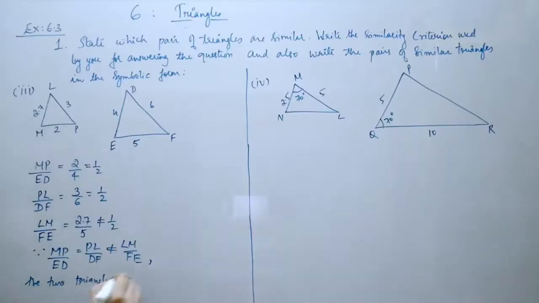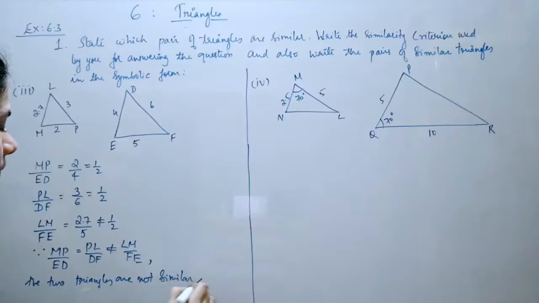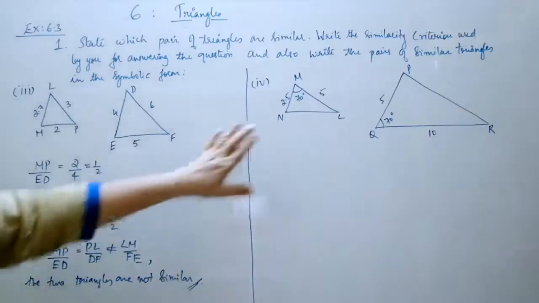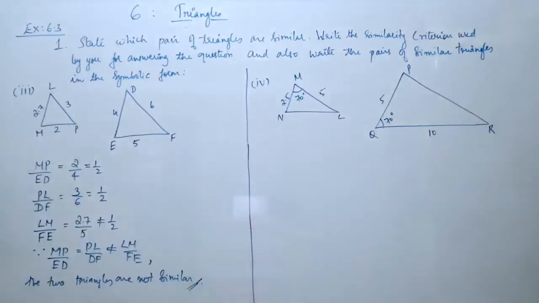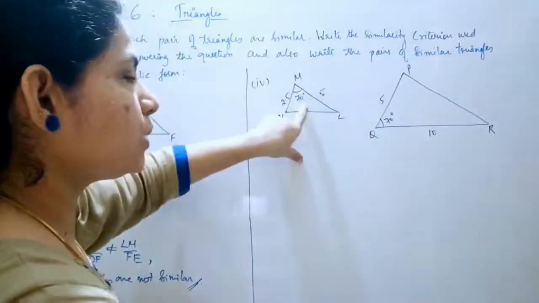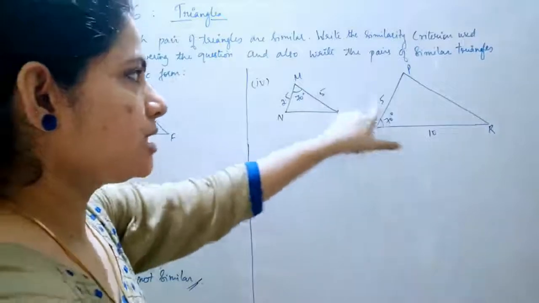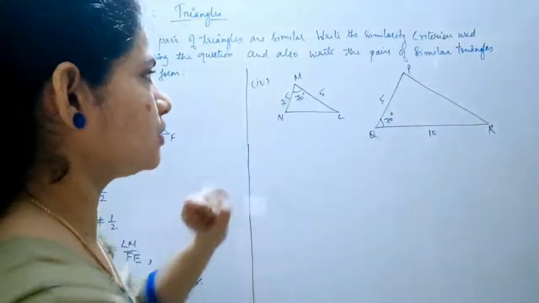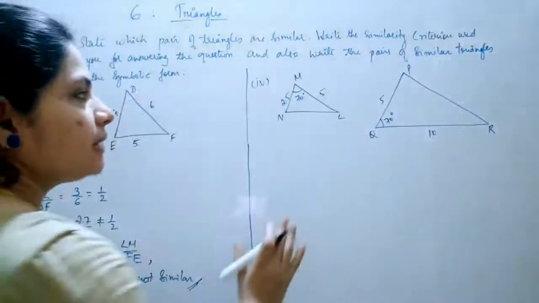The two triangles are not similar. Okay. Next we will go to the fourth subdivision, where you can see that two sides and one included angle are given in both the cases. Now we have to just match them accordingly.